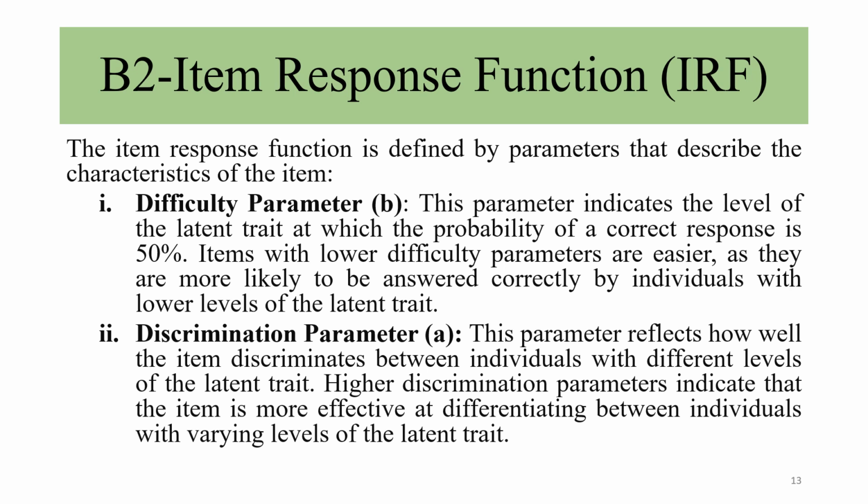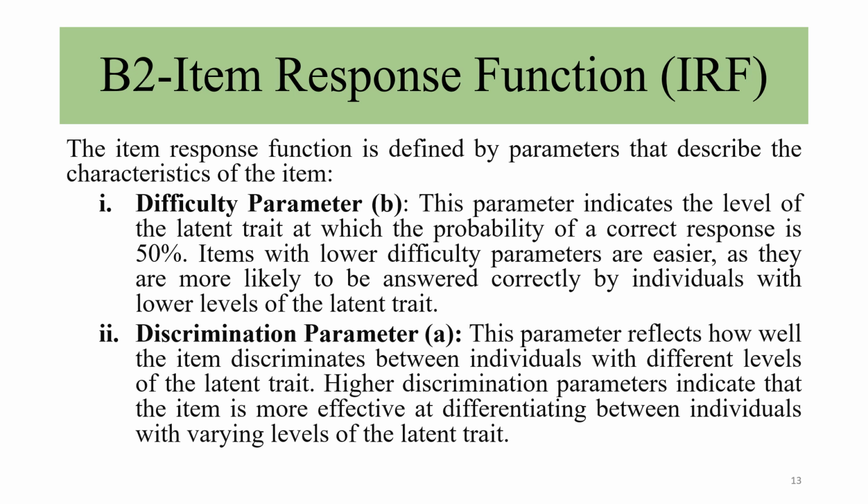Point 2 is the discrimination parameter, or A. These are norms, or a type of tradition. The difficulty parameter is called B and the discrimination parameter is called A. It is not a mistake; they are described like that. This parameter reflects how well the item discriminates between individuals with different levels of latent trait. So the discrimination parameter is how clearly the item differentiates the high ability and low ability groups.